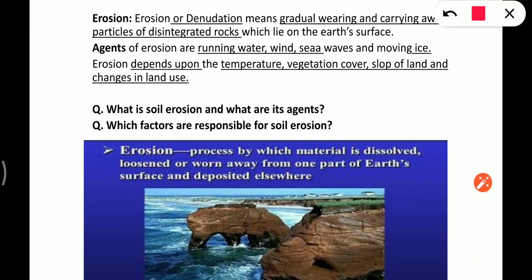Now attempt this question: what is soil erosion and what are its agents? So this is soil erosion and these are the agents: running water, wind, sea waves, moving ice. And which factors are responsible for soil erosion? Temperature, vegetation cover, slope of land, changes in land use. These are the factors responsible for soil erosion. Let's move to the next one.